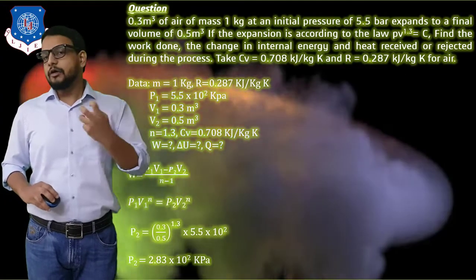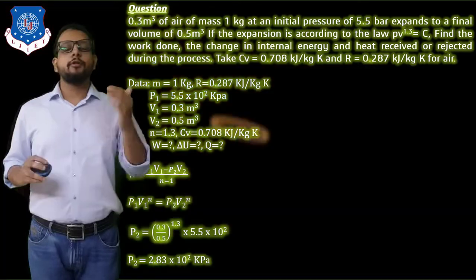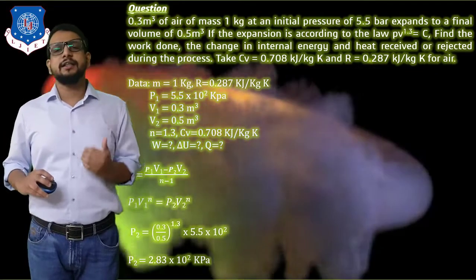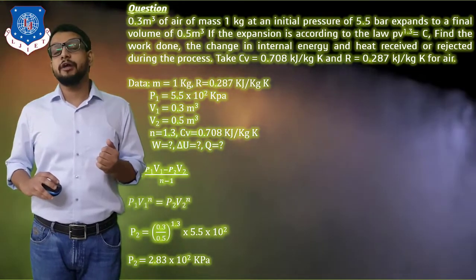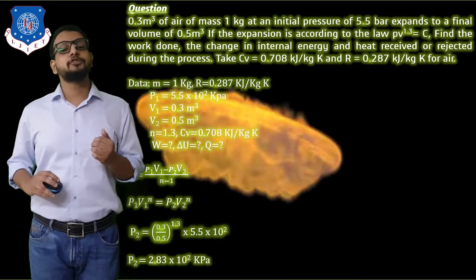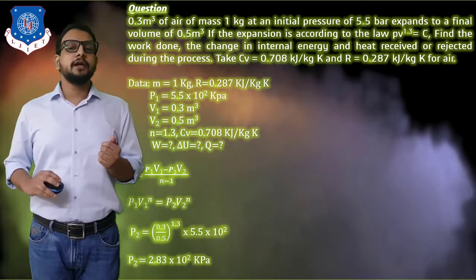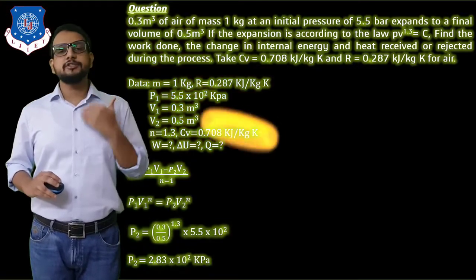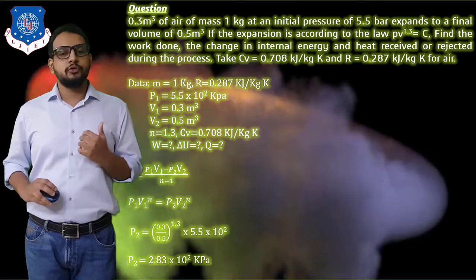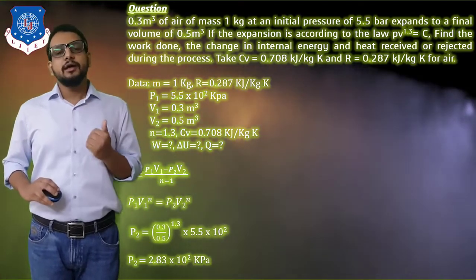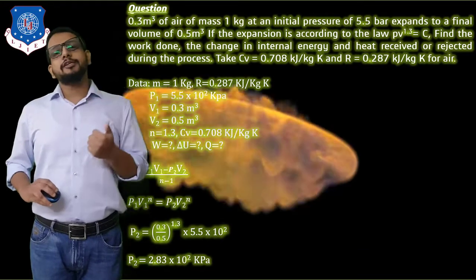So how we can find out P2? Think about that. So from our law of polytropic process we can say that the law is P1 V1 raised to n is equal to P2 V2 raised to n. From this equation we can make P2 as a subject, that is P1 is known, V1 is known and V2 is also known. So P2 is equal to P1 into V1 by V2 raised to n.